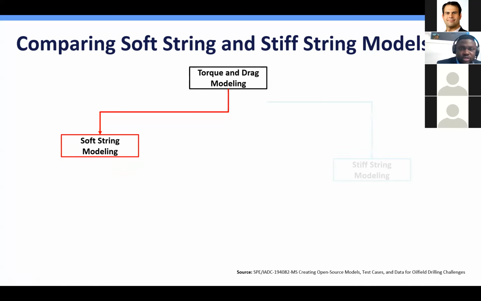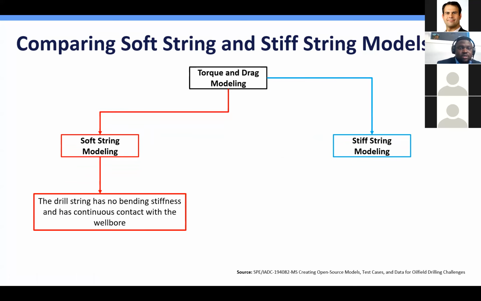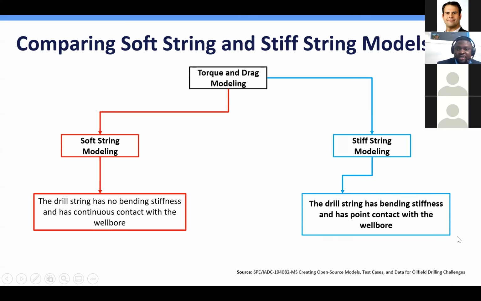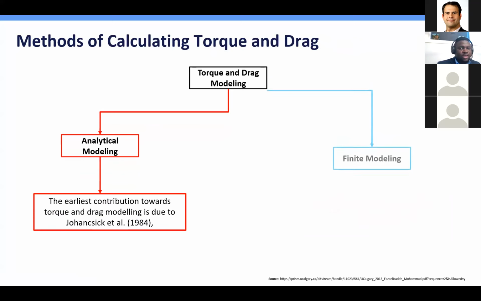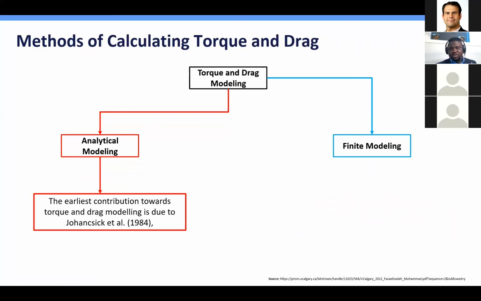So soft string modeling has no bending stiffness, like you saw in the previous slide, and has continuous contact with the wellbore. I just want to make sure that concept is well understood. The source of this paper, interestingly, is also the reason why we're here: the open source models paper by my supervisor and the other team. And the stiff string modeling considers bending stiffness and has point contact with the wellbore, right? So very important.